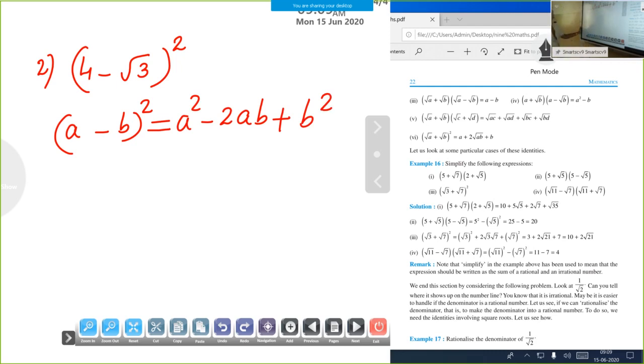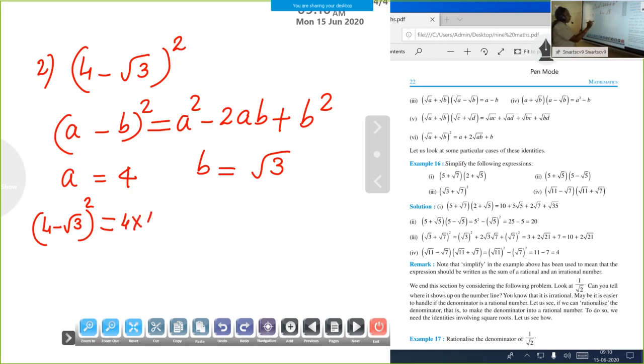Then here a, what is the value of a and what is the value of b? Here a equal to 4 and b equal to root 3. In the place of a the value is 4 and the place of b the value is root 3. Next we find the value of 4 minus root 3 the whole square. 4 minus root 3 the whole square equals a square means 4 into 4.